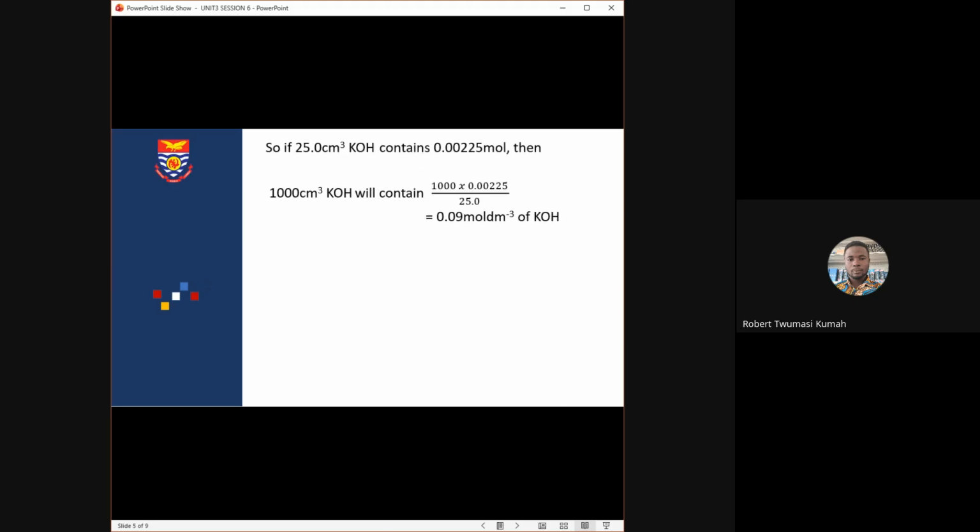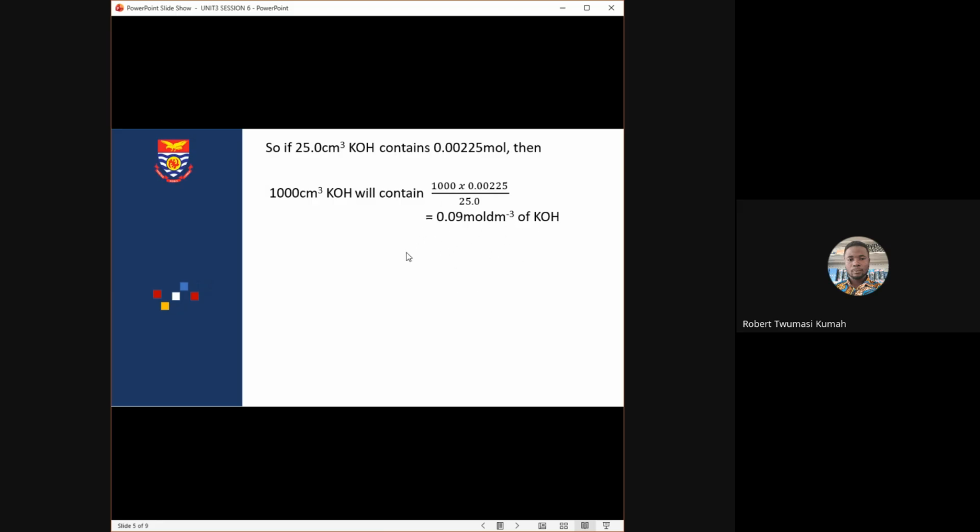All right. Then when we are done with that, that is the moles in the volume of the pipette. So we need to take it back to 1000. So if 25 contains 0.00225, then 1000 will contain 0.09. If 25 equals 0.00225, 1000 equals X. You make X the subject, it gives you 0.09 moles of the potassium hydroxide. So this is the amount concentration.